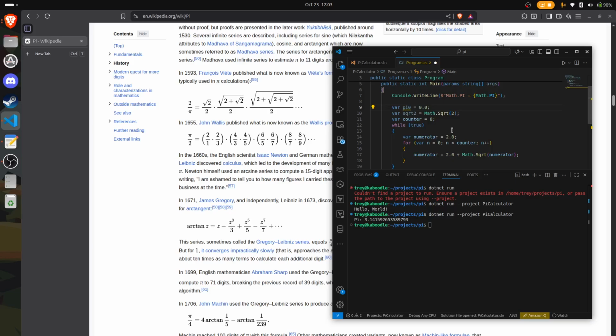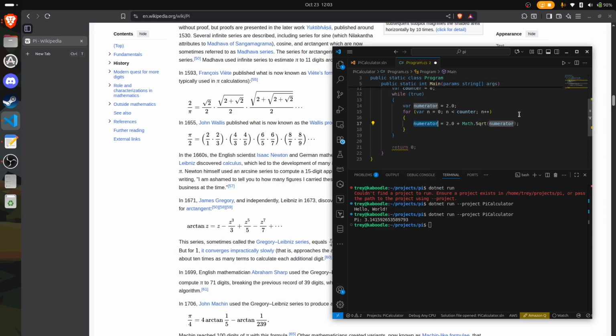This is all working with doubles. So the square root is a double, takes a double, returns a double. The counter can be an integer. The numerator is going to be a double. So 2 plus the square root of whatever the previous answer was, which seems to represent what's going on here. And then divide that whole thing by 2.